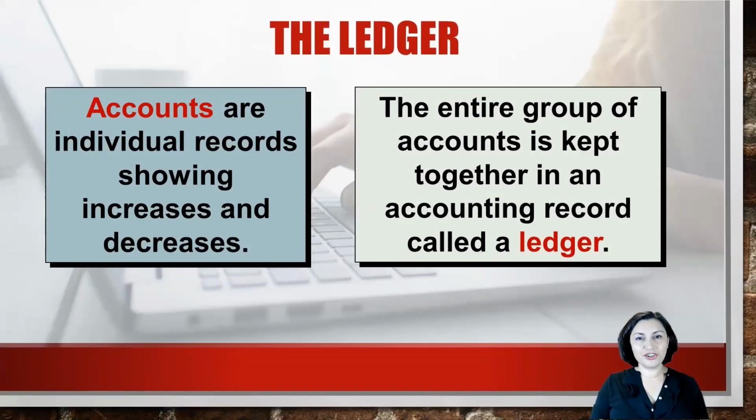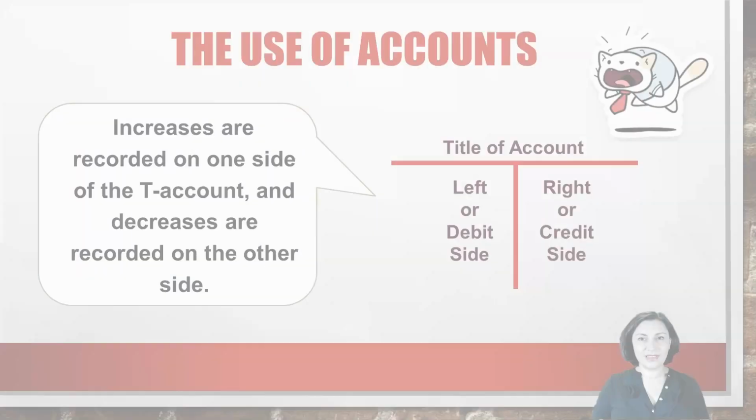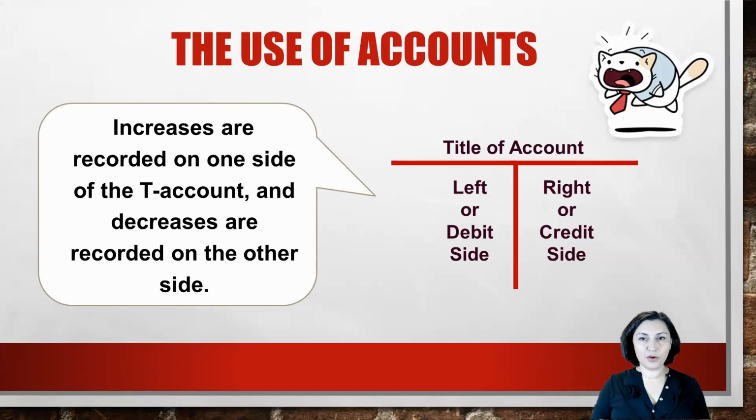To review, the ledger is a group of accounts for a particular business. An account is an individual record showing increases and decreases in the balance, like in your checkbook. Accountants often use a T account to represent a general ledger account. The left side of the T account is always called the debit side, and the right side is always called the credit side. As we learned in the previous video, this terminology comes from the time when the double entry system was first developed. These terms are still used as a matter of convention.